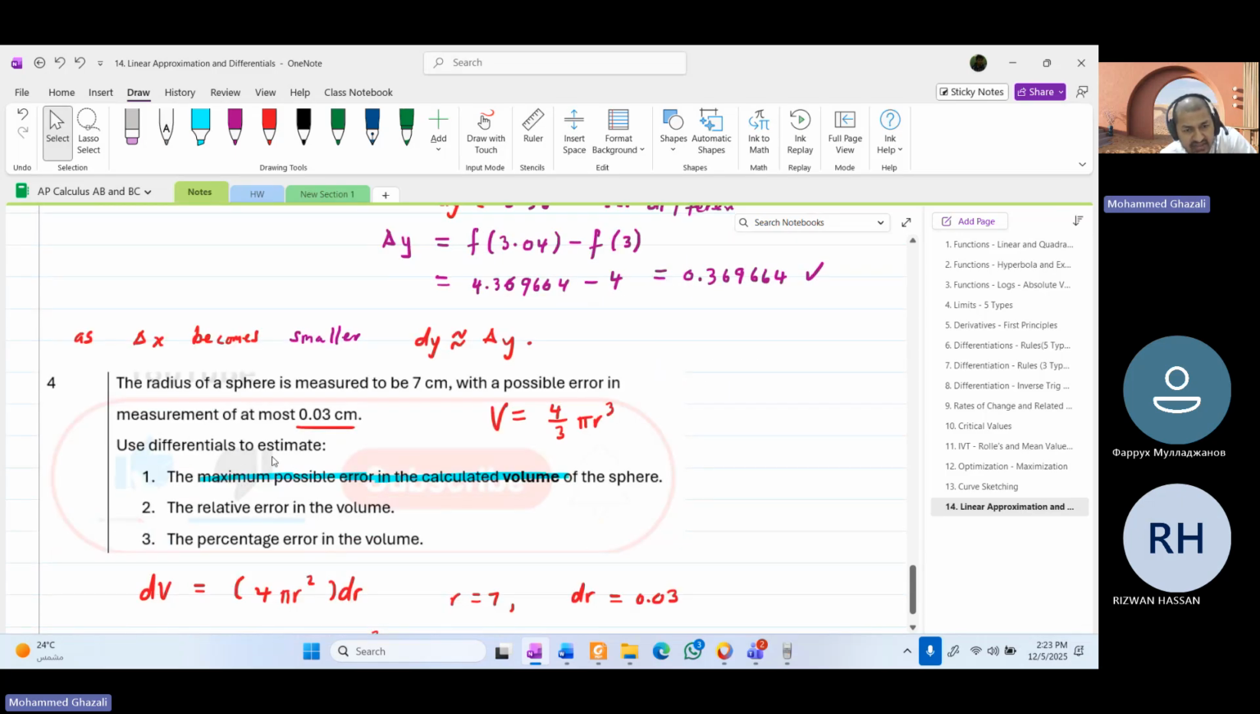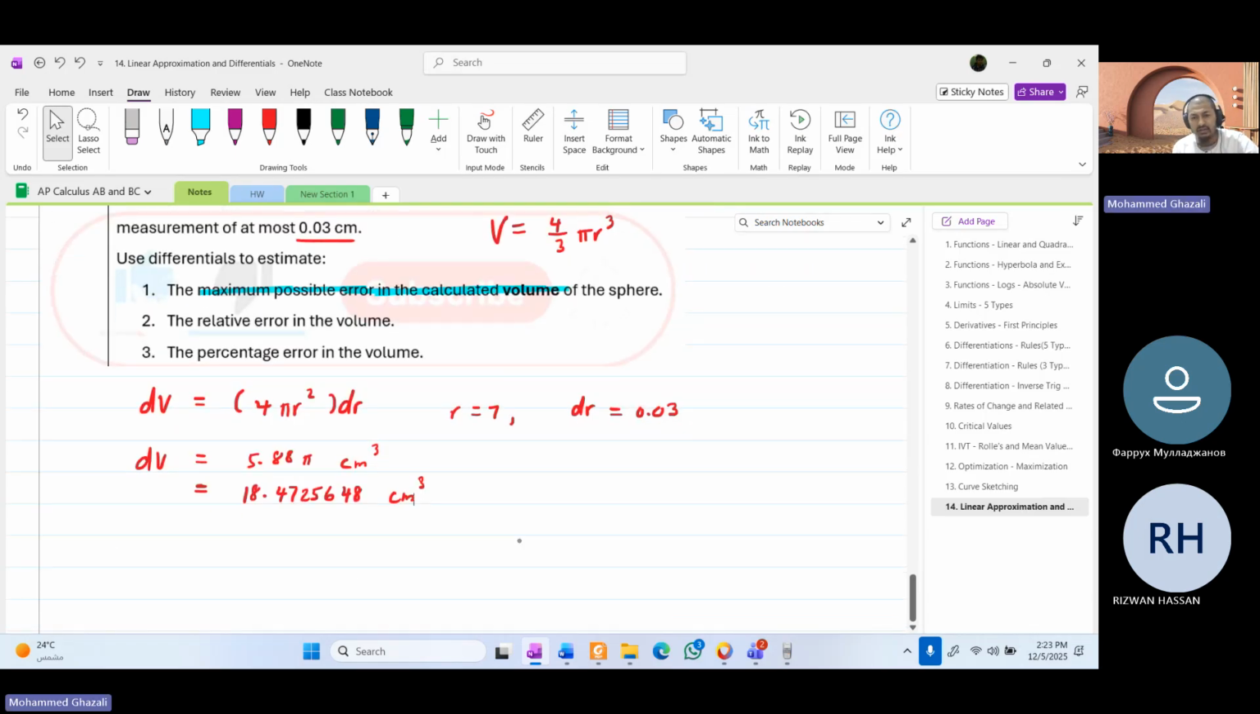Use differentials to estimate the maximum possible error in the calculated volume of the sphere, if the radius changes by 0.03. That's number one. What's number two? The relative error in the volume. Yeah, so the relative error.